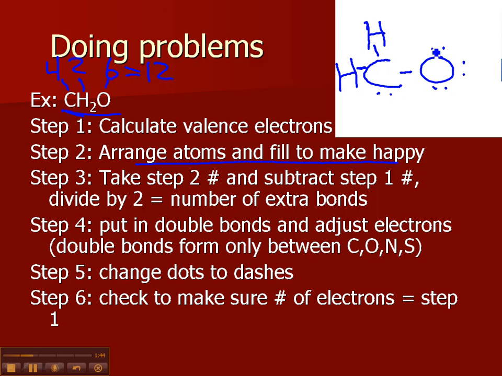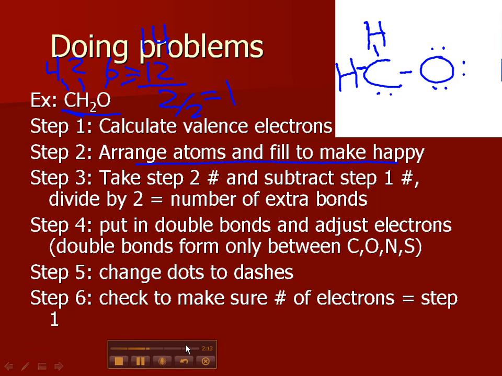Now that makes a problem for us. We need 14 electrons to make this molecule happy. We only have 12 electrons, so we have to do a little math here. We have to subtract them. You're going to end up with 2 extra electrons. We need to share 2 electrons. Take that number divided by 2, because there are 2 electrons in a bond, and we get 1. That means that this guy right here is going to need 1 extra electron.